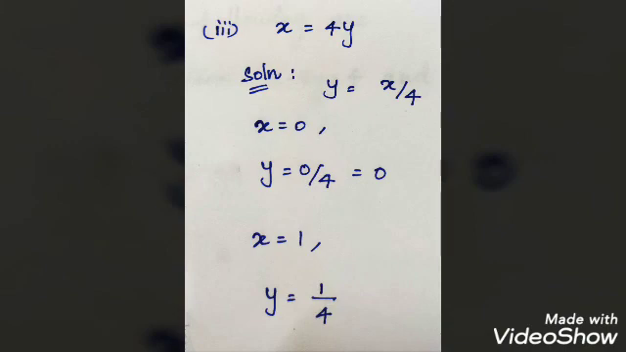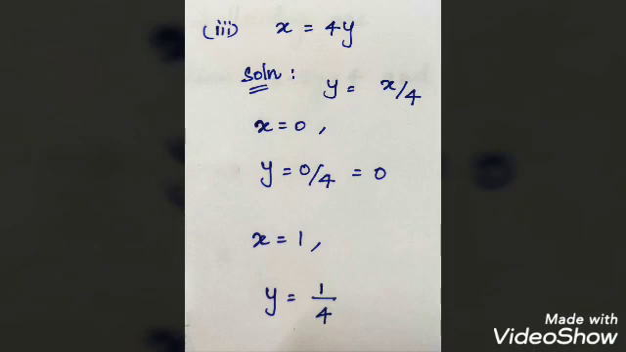Right? Next, we go to the next subdivision. Subdivision 3: x is equal to 4y. As usual, first take the y to your left hand side. So y equal to x by 4, since this 4 is in multiplication and will go to division. Now x is equal to 0.